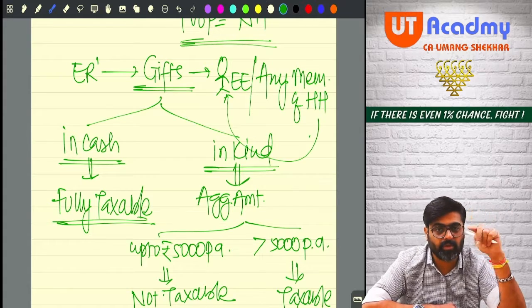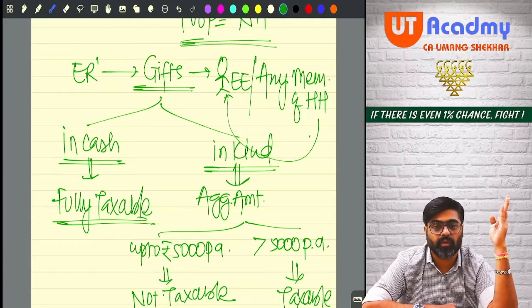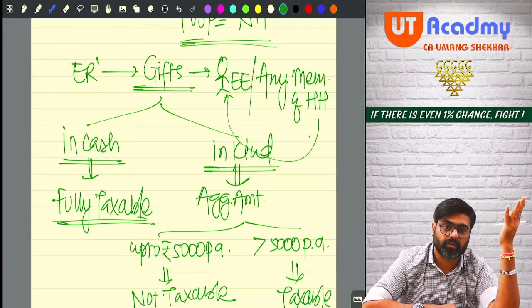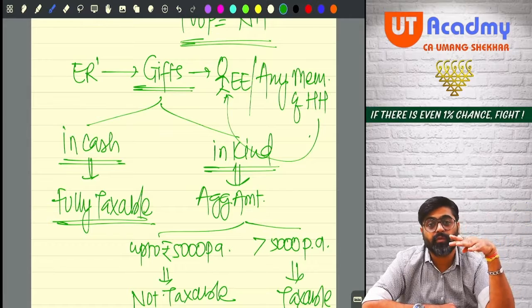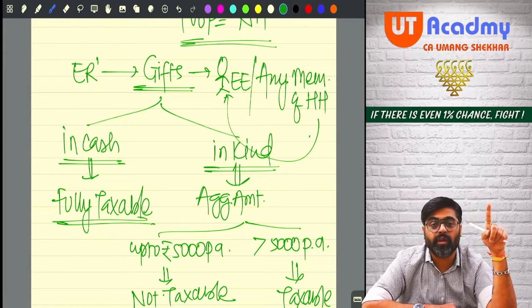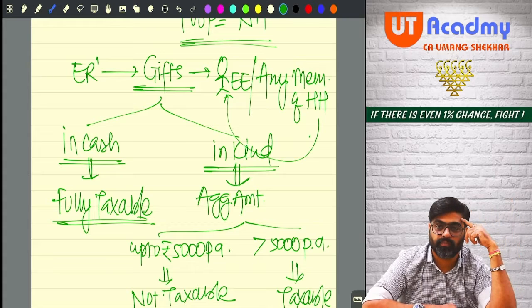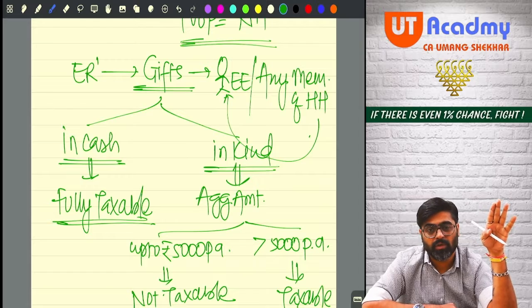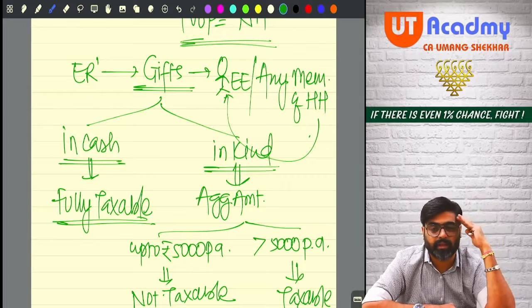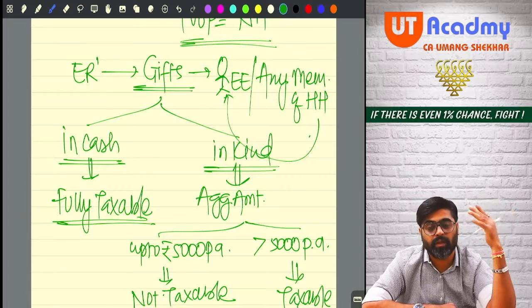But there is one exception you have to remember. When you go to IFOS, there are certain exceptions. They are saying that the amount of gift has to be more than 50,000. And there are certain exceptions also. Those exceptions say that if the gift is received in these exceptional cases, then whatever may be the amount of gift, it will not be taxable.